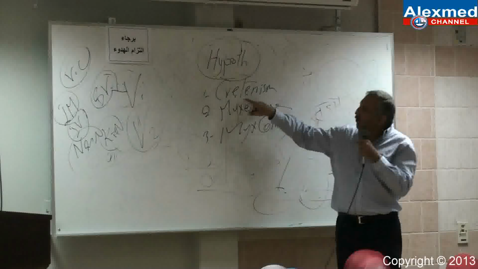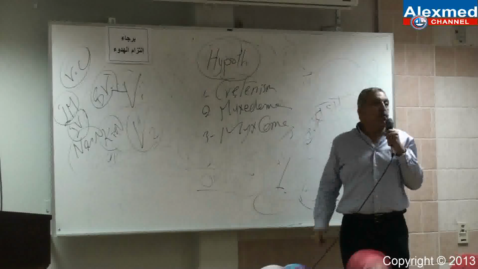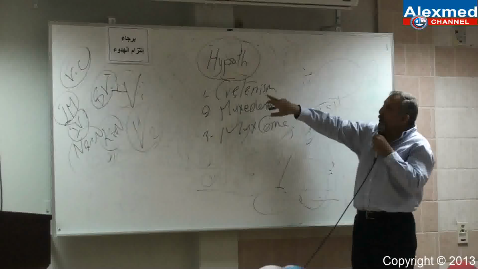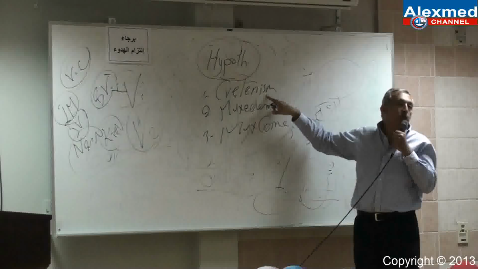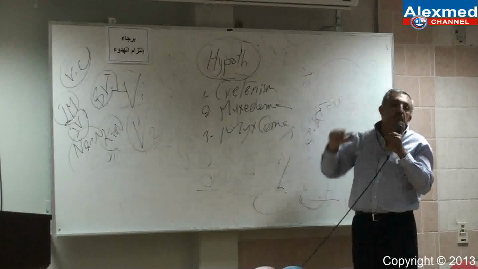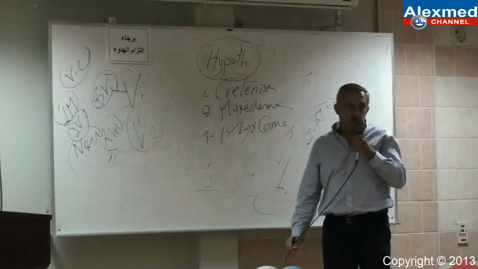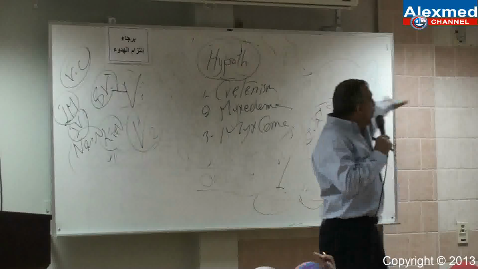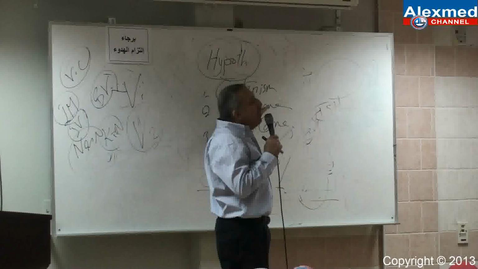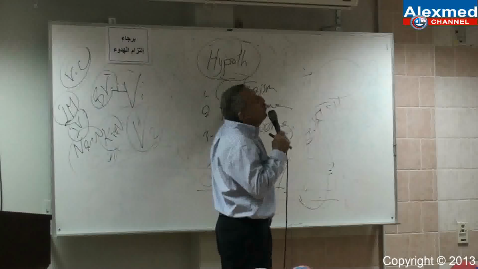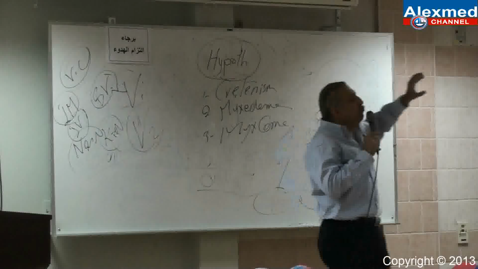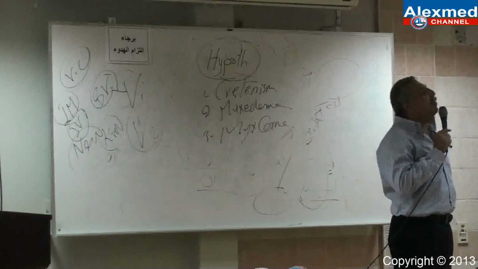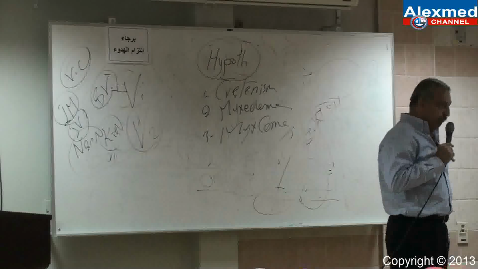What is the difference between cretinism and myxedema? The age. This is adult hypothyroidism. This is childhood and even infantile period after 6 months. If I diagnose and treat this case, he or she will be a completely normal individual. If I diagnose this after 6 months, there will be permanent mental and motor retardation.